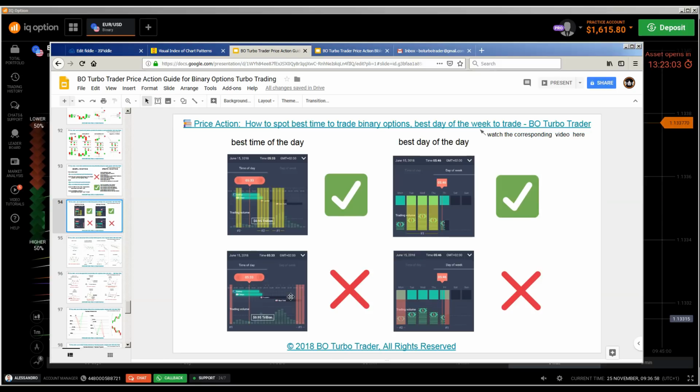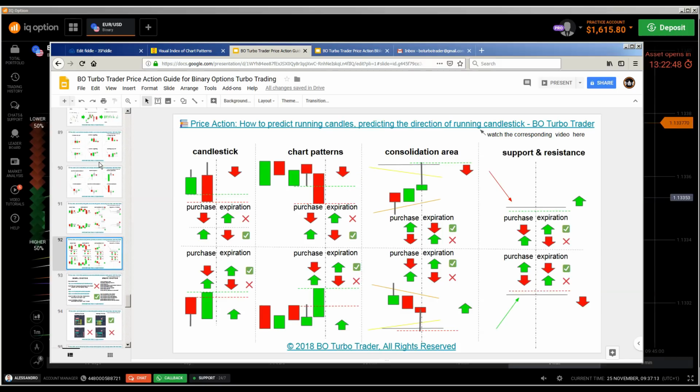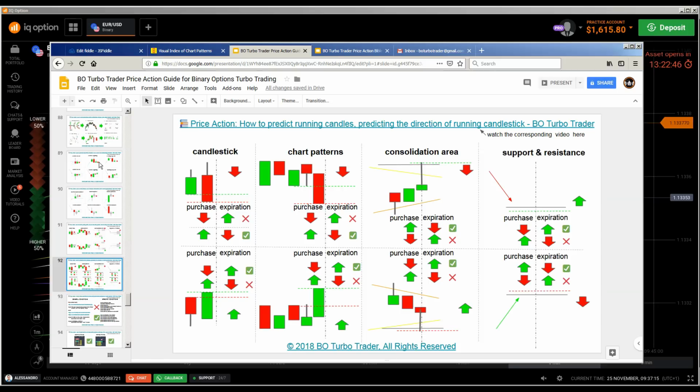If you are trading other kinds of strategies and other techniques, then you can still trade on other sessions. But if you're doing price action, you should stay out of the market at this time and on these days. And this video where I talk about the purchase time and expiration time, I cannot tell you how important this is.